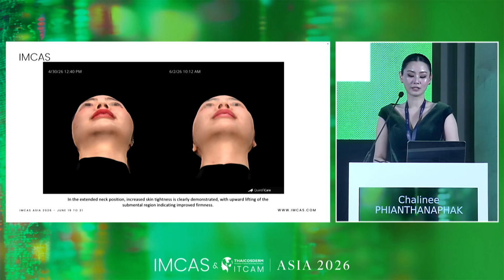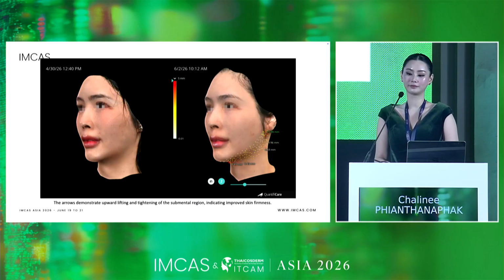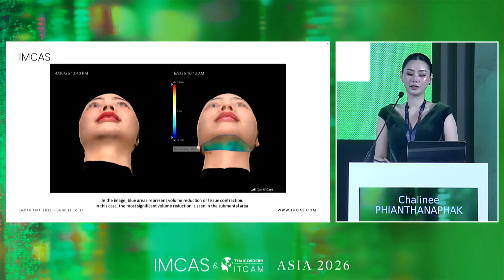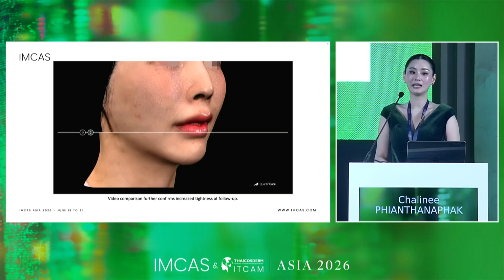And in the extended neck position, you can see increased skin tightness and upward lifting of the submental region, indicating improved firmness. The arrow indicates upward lifting and tightening of the submental area, indicating improved skin firmness. And on 3D analysis, the blue area represents volume reduction, so you can see volume reduction in the submental area. And this video further confirms increased tightness at the follow-up.